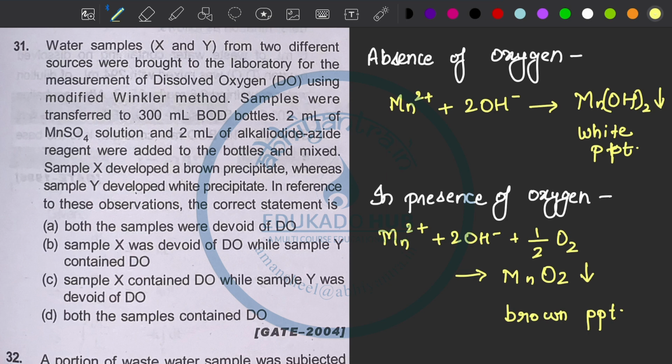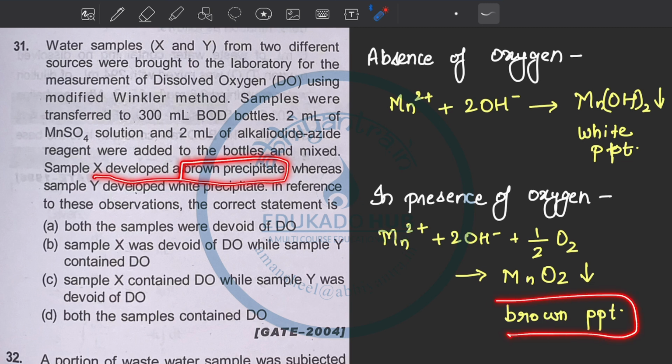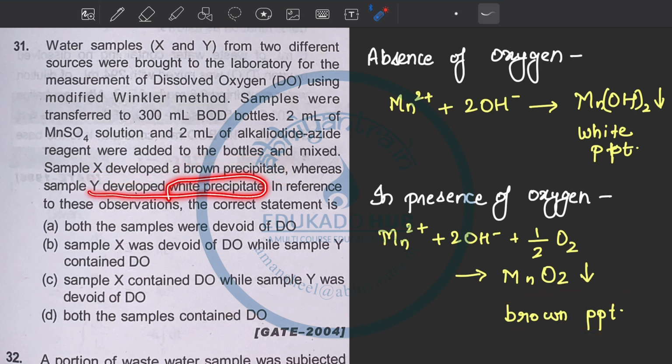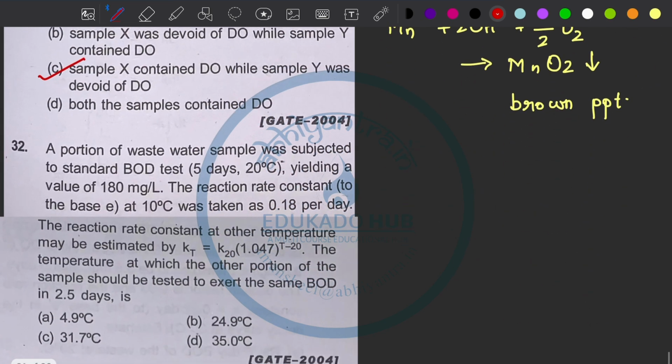They are saying that sample X developed a brown precipitate. That means brown precipitate means you have a presence of oxygen, that means sample X is having oxygen, whereas sample Y developed white precipitate. White precipitate means you have Mn(OH)2, that is white, and that is absence of oxygen, right? So Y is having absence of oxygen. So the right option will be option C, sample X contains DO while sample Y is devoid of DO. This is the way we should tackle the questions.